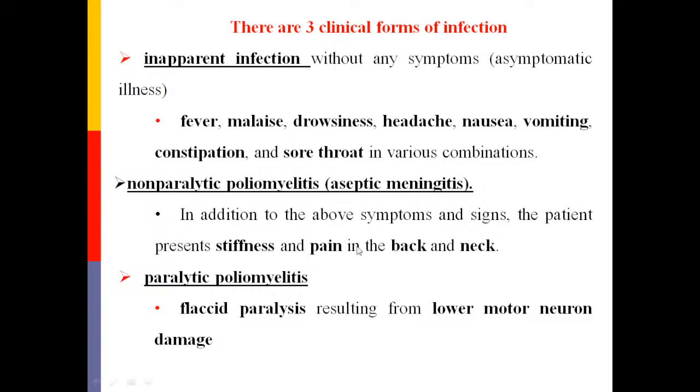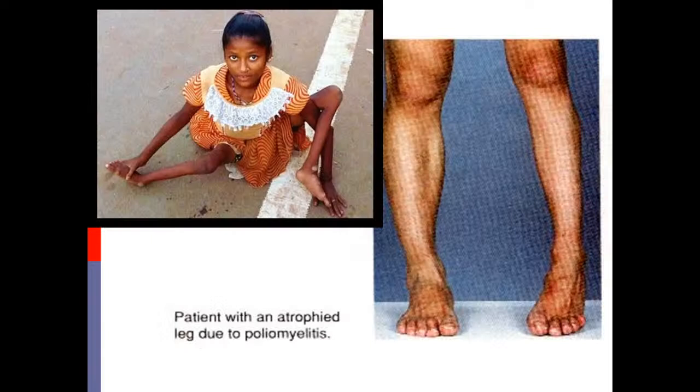Another clinical form of polio is paralytic poliomyelitis. It is a clinical form that is characterized by specific, visible clinical signs that are specific for the disease. It's flaccid paralysis resulting from lower motor neuron damage. Flaccid paralysis. Let's look at these photos. In this photo, we can see the result of polio in a child. You can see this girl with flaccid paralysis.